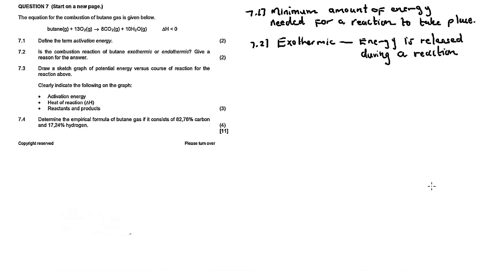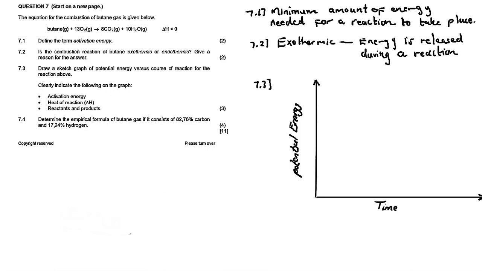This is 7.3. On my graph I include the course of reaction on the x-axis, and on the y-axis I put the potential energy. So the reactants will have higher energy than the products, since the reaction is exothermic. Alright, now let's get the first mark: we label the reactants and the products. Now let's show the activation energy.